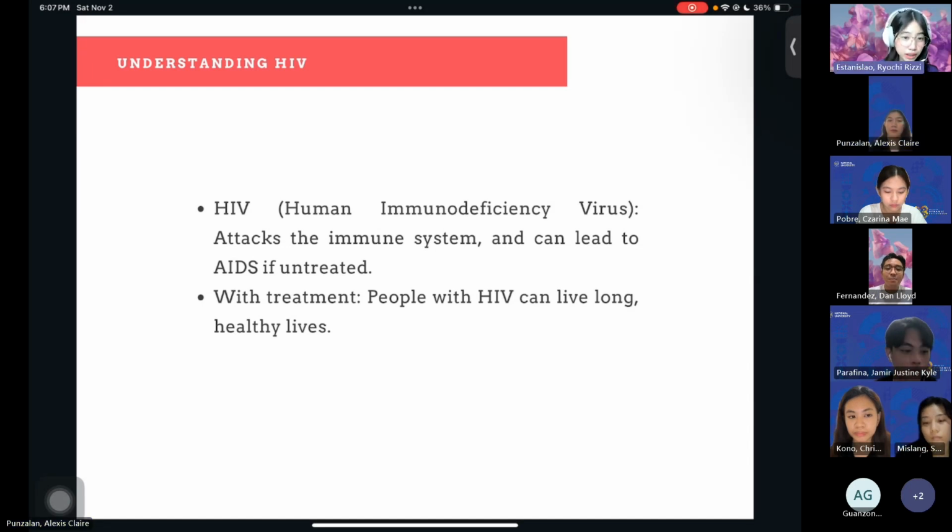HIV spreads mainly through certain body fluids, such as blood, semen, vaginal fluids, and breast milk. Common transmission methods include unprotected sexual contact, sharing needles, or less commonly, from mother to child during childbirth or breastfeeding. It's also essential to clear up some misconceptions. HIV cannot be transmitted through casual contact, like shaking hands, sharing food, or hugging.